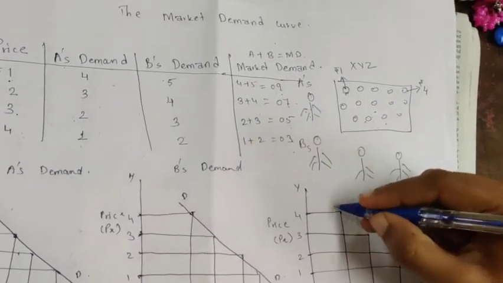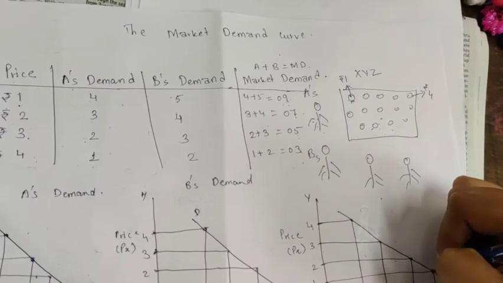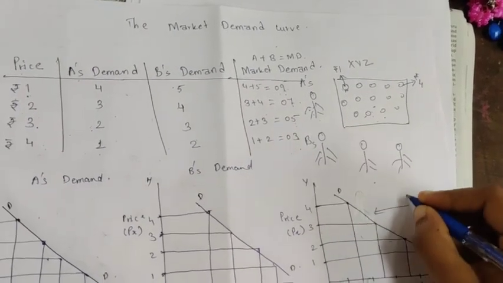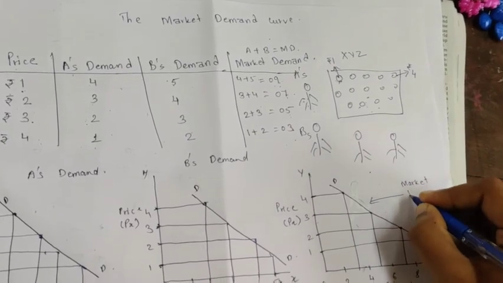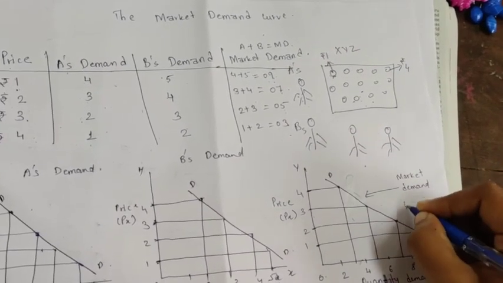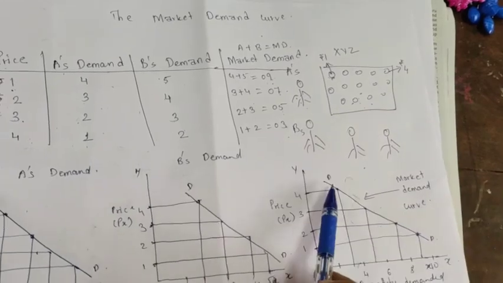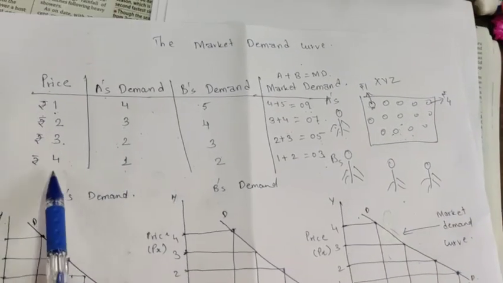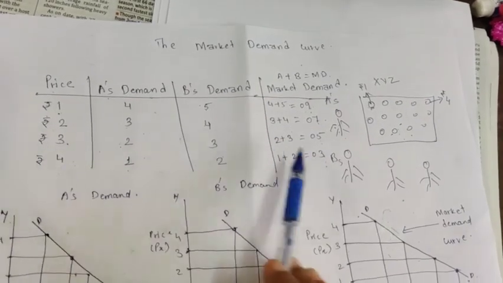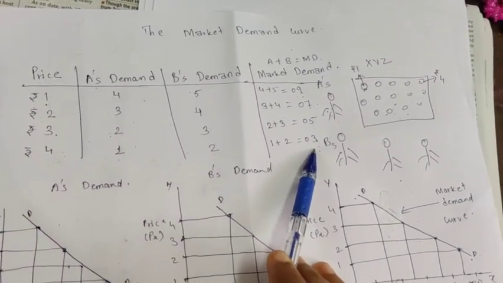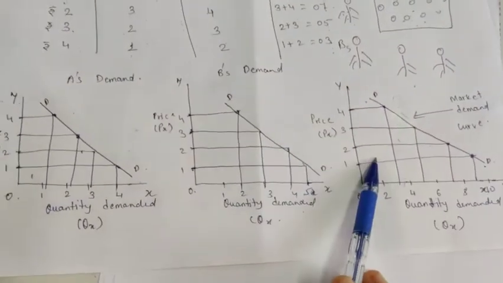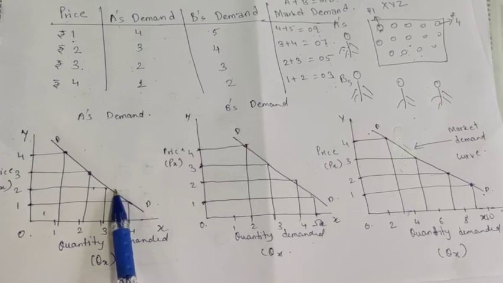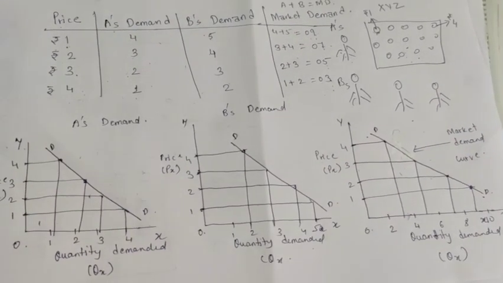Draw a straight downward sloping line, D. This curve is your market demand curve, which is downward sloping from left hand side to right hand side. Again over here it shows you the inverse relationship between price and demand, that is when price increases, market demand decreases. Market demand is nothing but the summation of all the quantity demanded in the market. Thank you.